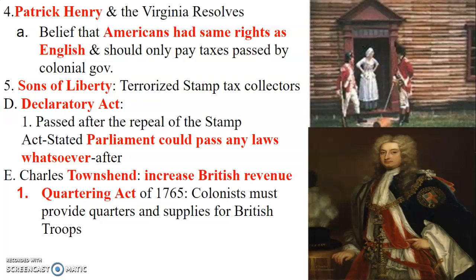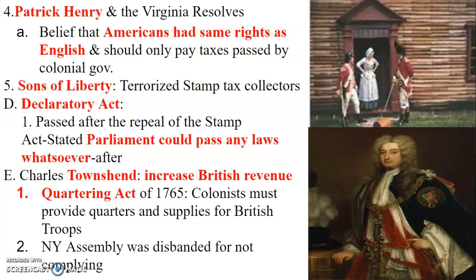One of the things that he proposed was a Quartering Act of 1765, where colonists must provide quarters and supplies for the British troops. That's why we have the Third Amendment. We are not forced to house soldiers. The Quartering Act basically means whoever the king sends, all those soldiers, we need to house them in our house so that they save money on hotels and stuff.